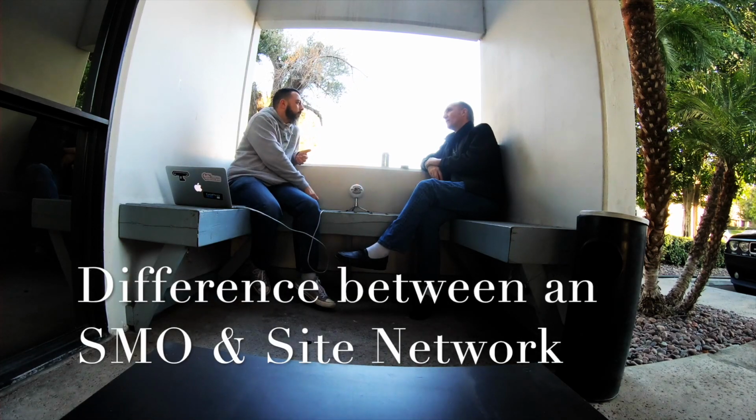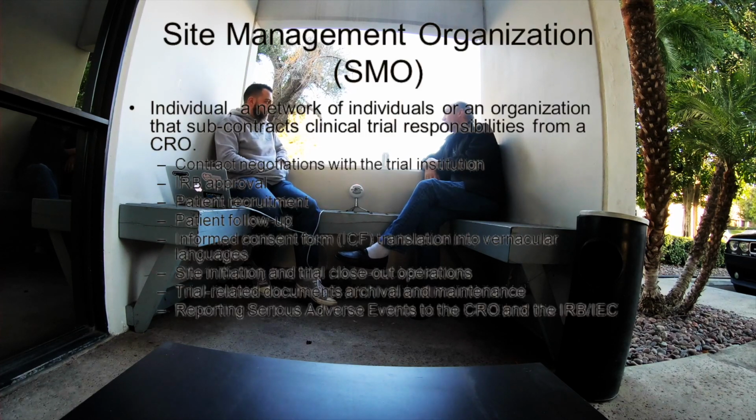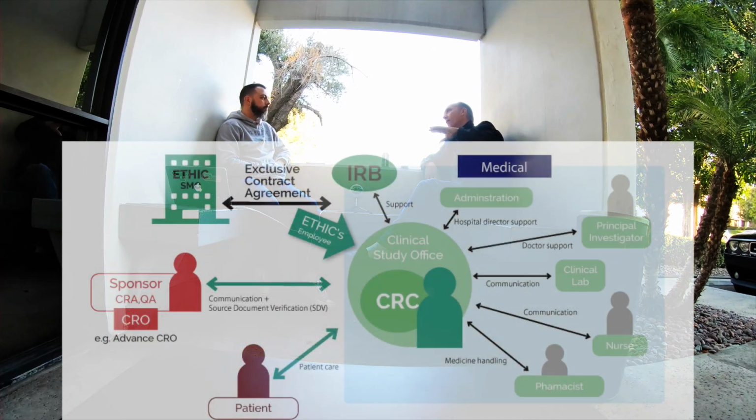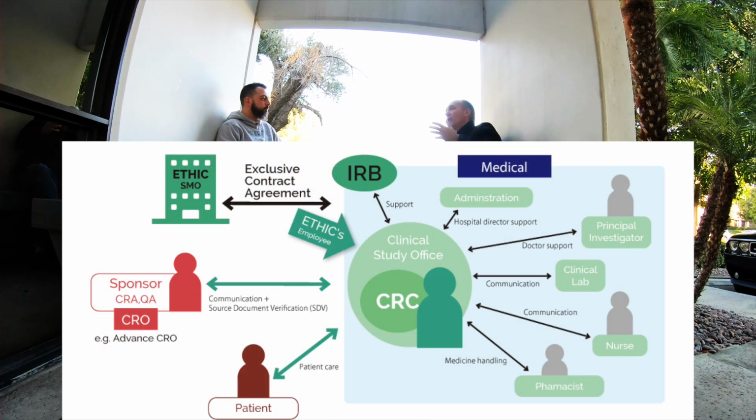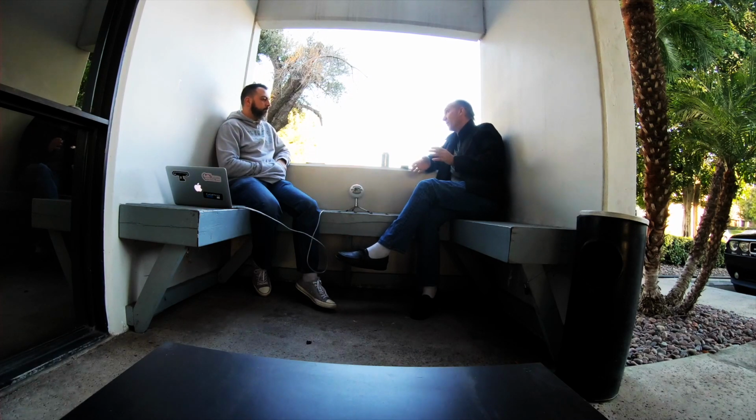Let's start off with the difference between an SMO and a site network. Maybe that's a good place to start. So SMO, I'll start. You finish. An SMO is an organization of sites with a central power where they initiate everything, whether it be getting the studies, negotiating the budget, whatever it might be, where they have processes in place that all the sites are going to follow. Or they just have a central location handling everything. That's for the most part how an SMO works.